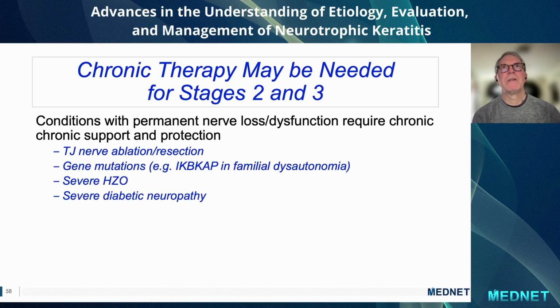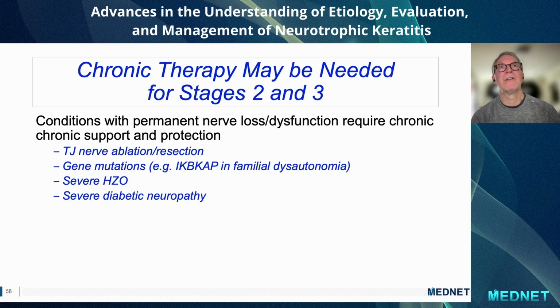Chronic therapy is probably going to be needed for stages 1 through 3. In stage 1, often, if you treat their dry eye and you initiate the therapies that I just mentioned, they'll eventually markedly improve or resolve, and then they may not need therapy chronically.